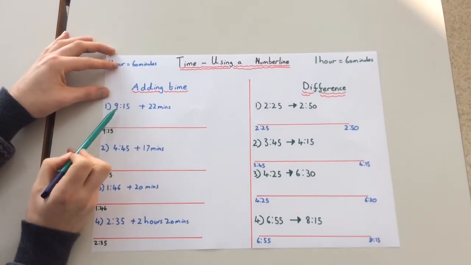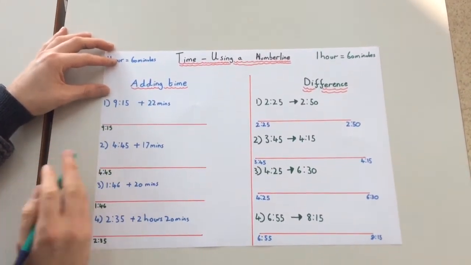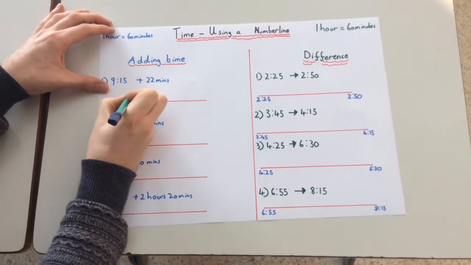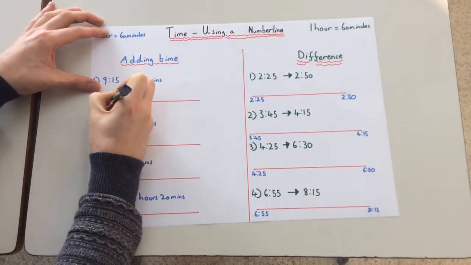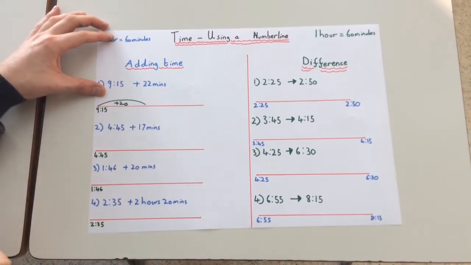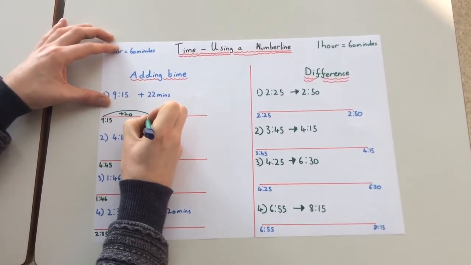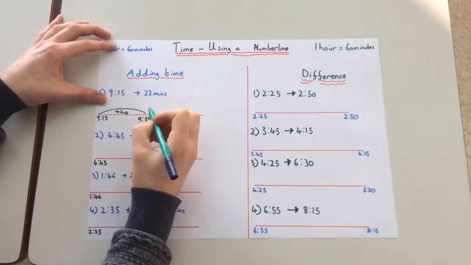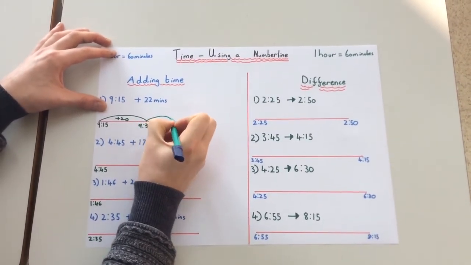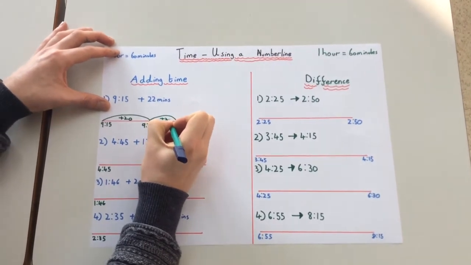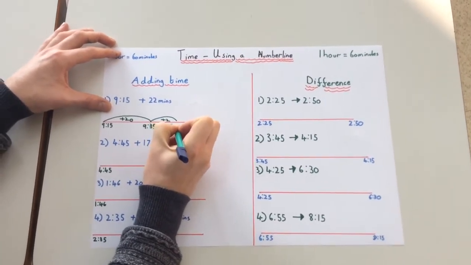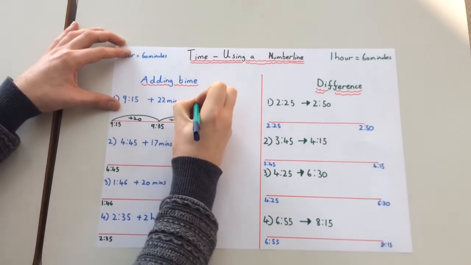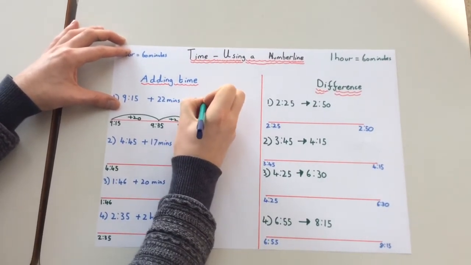Number one, it says 9:15, and if I add 22 minutes to it. I've got 9:15, and if I add 20 minutes to that, it's now going to be 9:35. I have to add 2 more minutes, so now I add the 2, and it's 9:37. So the answer is 9:37.